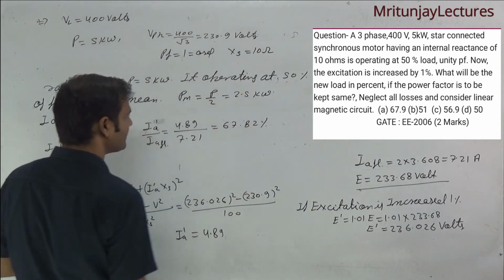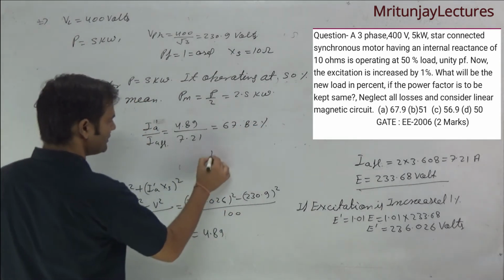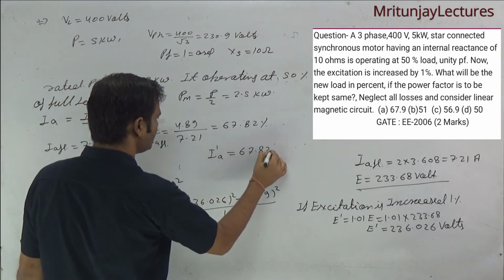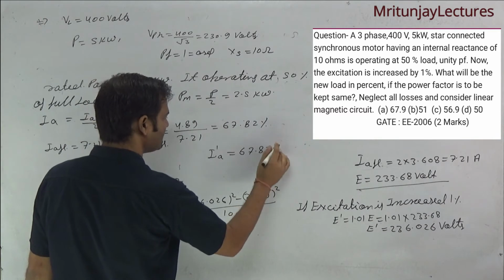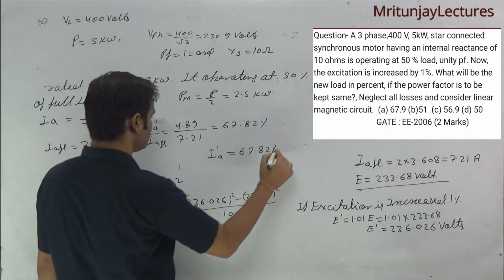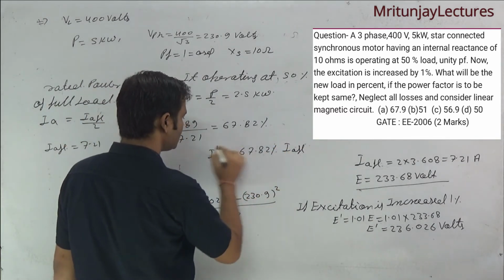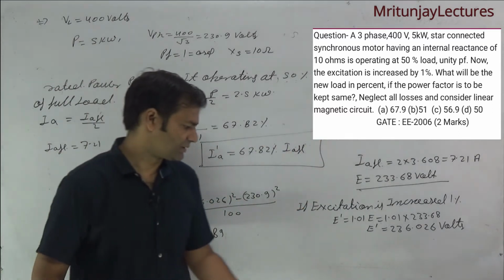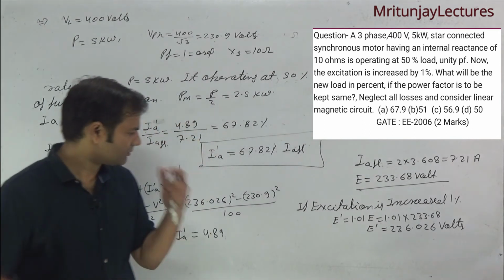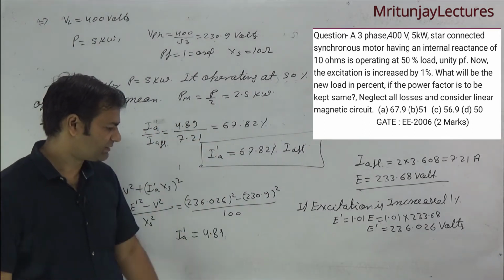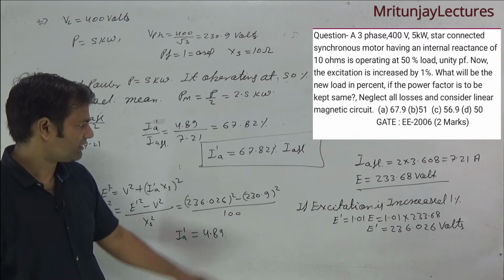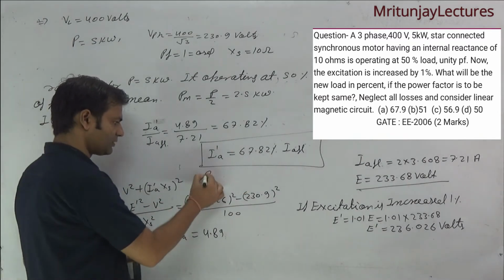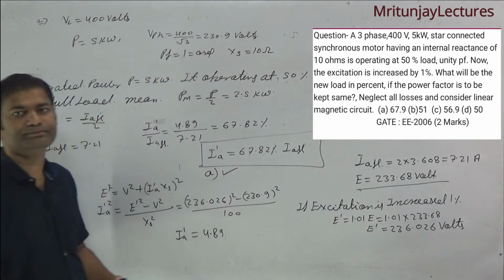That is 67.82%. So you can say that IA dash will be equal to 67.82% of IA full load. Okay, which one is the correct option? Closest is 67.9. So option A is the correct option. Make it.